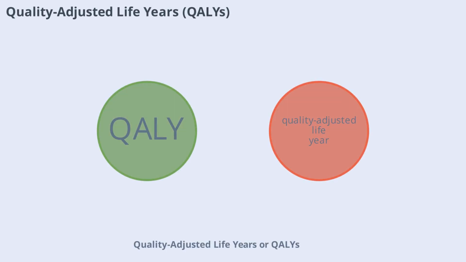Quality-adjusted life years, or QALYs, are a measure used to assess the value of medical interventions. QALYs combine the quantity and quality of life gained from healthcare treatments. For example, a treatment that adds 1 year of perfect health is worth 1 QALY. This measure helps policymakers compare the effectiveness of different interventions and allocate resources more efficiently. QALYs are widely used in health economics to guide funding decisions.